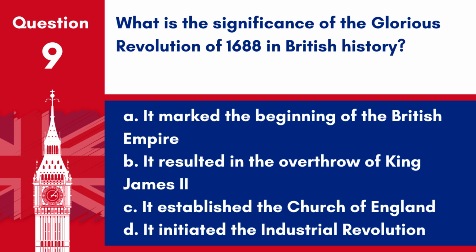Question 9. What is the significance of the Glorious Revolution of 1688 in British history? A. It marked the beginning of the British Empire. B. It resulted in the overthrow of King James II. C. It established the Church of England. D. It initiated the Industrial Revolution. Answer: B. It resulted in the overthrow of King James II. The Glorious Revolution of 1688 was significant for overthrowing King James II and establishing a constitutional monarchy.